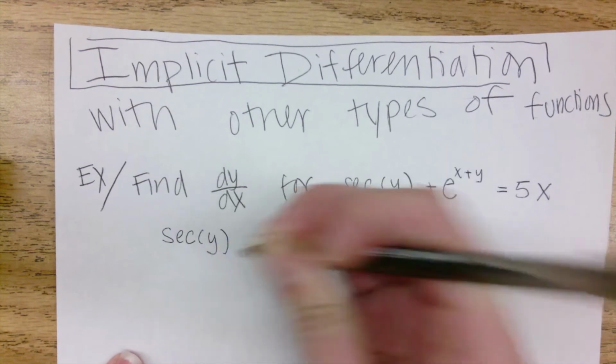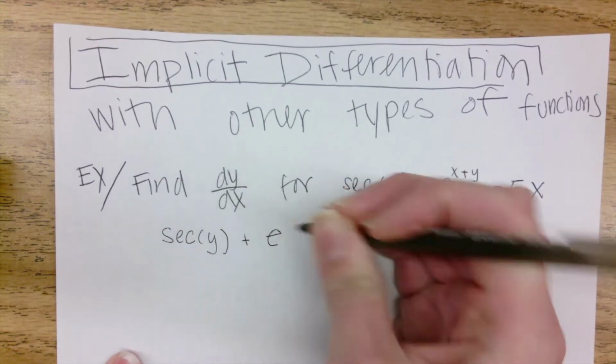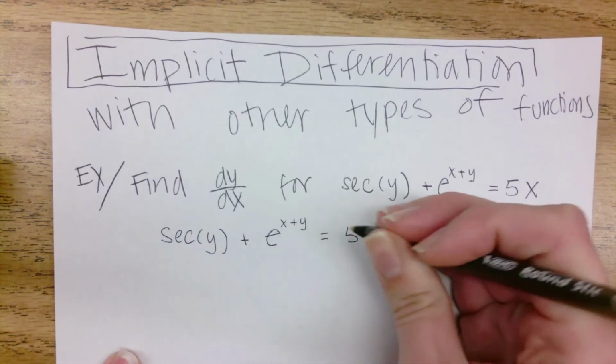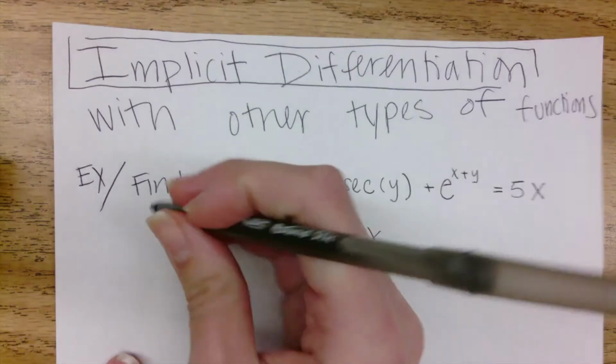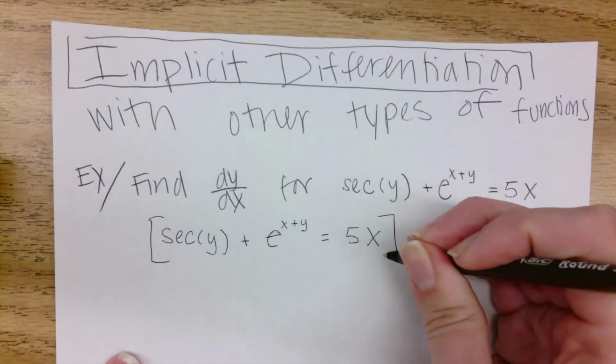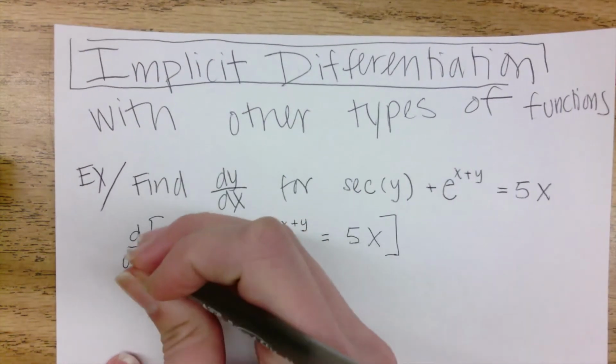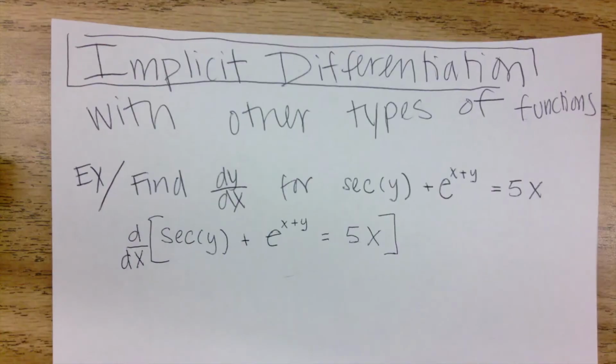Secant of y plus e to the x plus y equals 5x. We're going to put brackets around the whole equation and indicate that we are taking a derivative by writing d over dx out front.